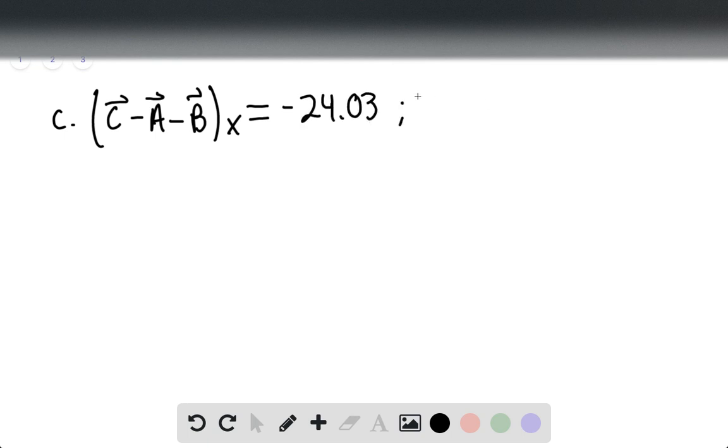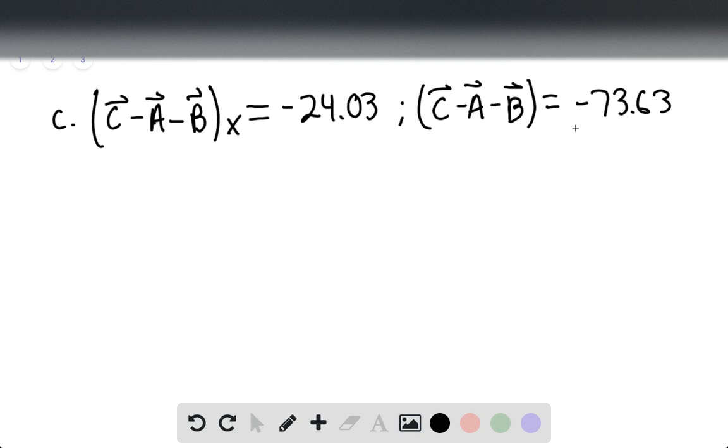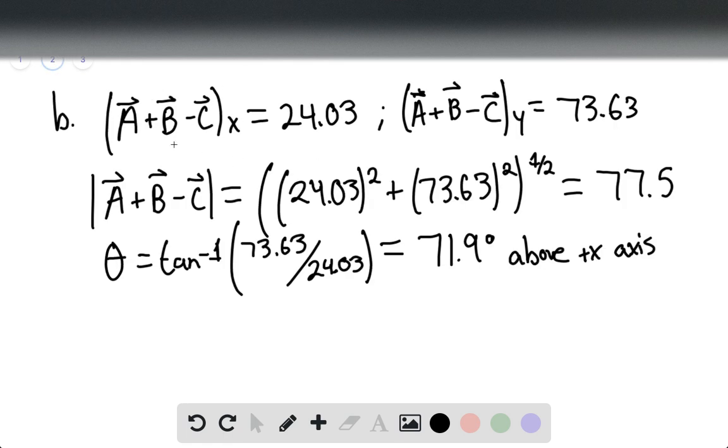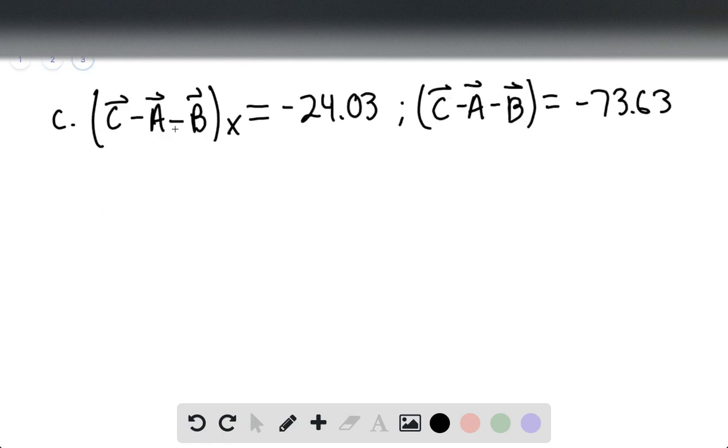And then for part C, we have vector C minus vector A minus vector B in the x direction. So this is going to give us negative 24.03. And then we have vector C minus vector A minus vector B in the y direction. And this is giving us negative 73.63. So you can automatically tell that this is going to be the exact opposite of A plus B minus C. This is going to be C minus A minus B.